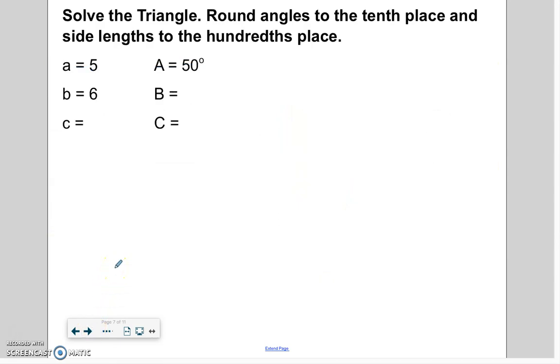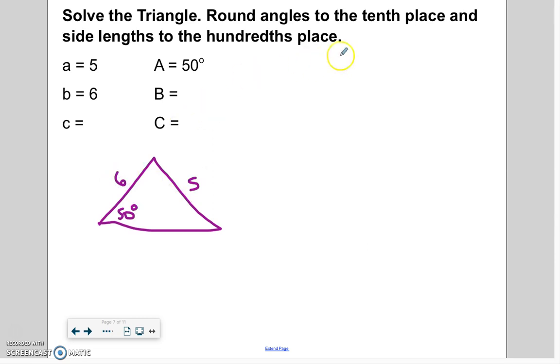So let's solve the triangle here. Let's round the angle answers to the tenth place and the side lengths to the hundredth place. So the first thing that I'm going to tell you right now is let's just draw pictures. So we've got a picture that could look something like that. We'll say 50 degrees is here, 5 is there, 6 is there.